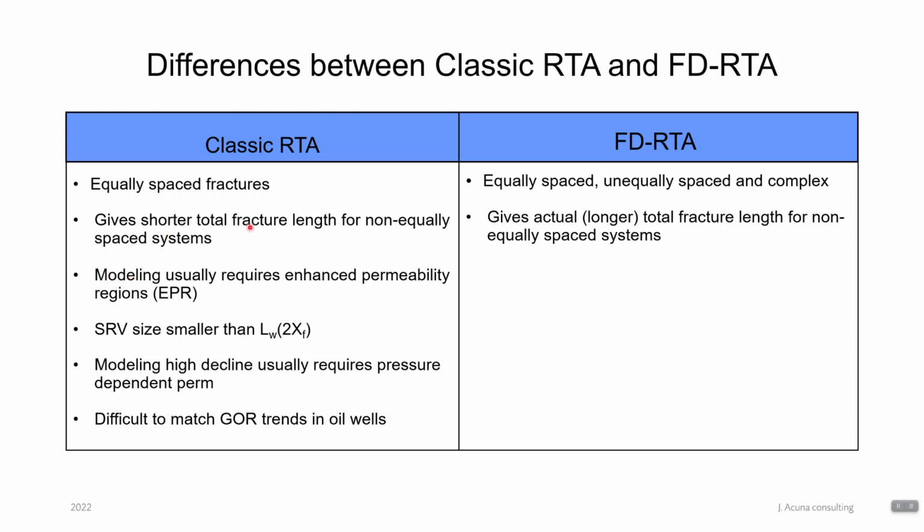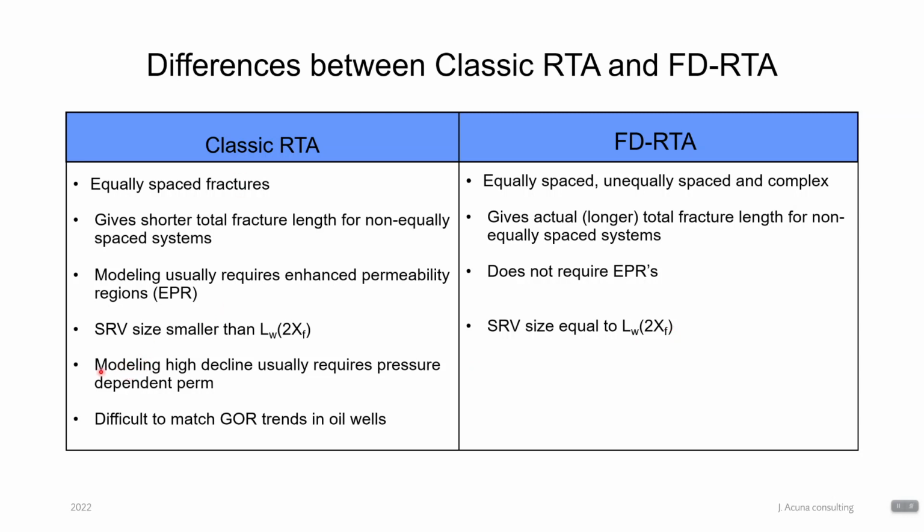Now, because the total frac length is usually short, when you are trying to set up a numerical model, you're going to need, for Classic RTA, enhanced permeability regions. That means matrix areas next to the fractures that have a much larger permeability than the actual matrix perm. In this case, because the actual frac length is much longer, you do not require enhanced permeability regions. The SRB size is smaller than well length times 2 times the fracture half length. Here, we assume that it is the same, so it's one less unknown.